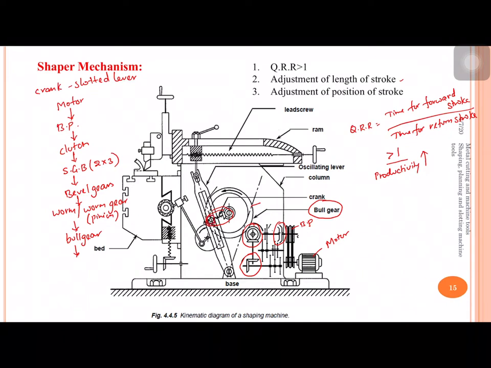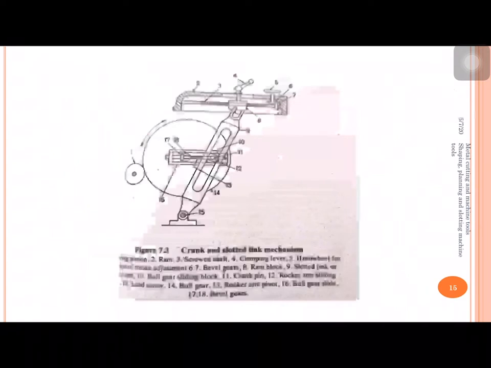And there is a sliding block here, you can see. That is the sliding block. So motion is transferred to the sliding block. And from the sliding block, motion is transferred to this lever, oscillating lever. And then the motion is transferred to the ram. And this is what is called as the ram. In this way, you will get the reciprocatory motion from the rotation of the motor. So let us look into these aspects in detail in the next slide.